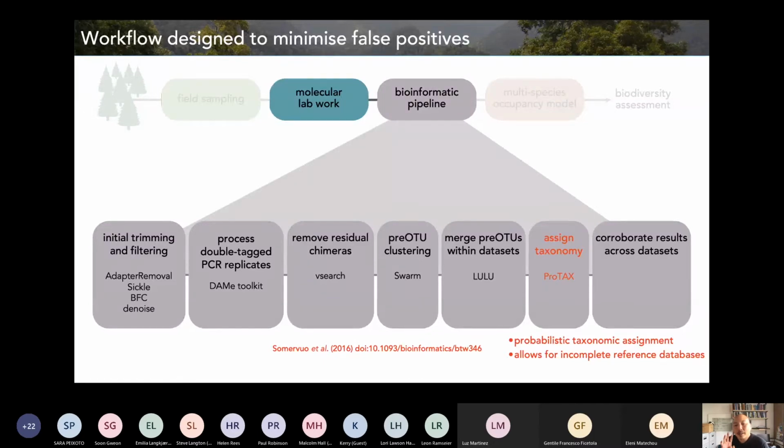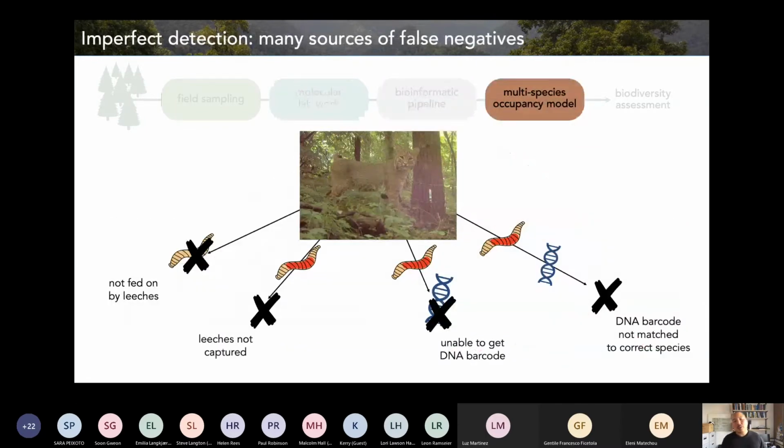And I just wanted to point out that we use something called PROTAX, which is a software, statistical wrapper that helps you assign taxonomies and identify species that are not in your reference database, and say this is not present in the reference database. Then we took that huge data table of which species we detected in which replicate in which patrol area, and applied something called a multi-species occupancy model.